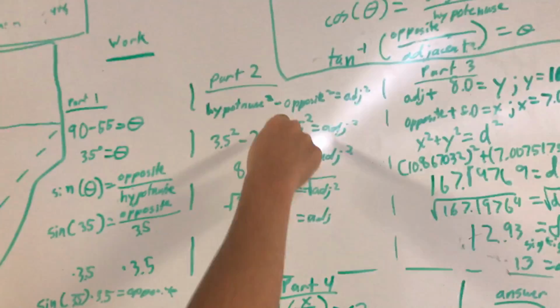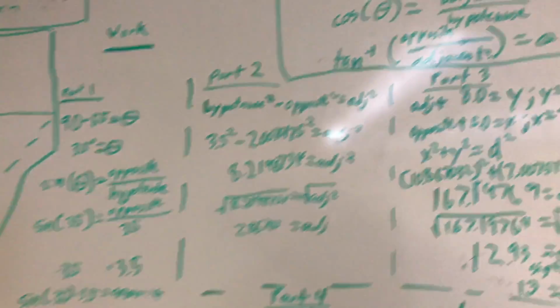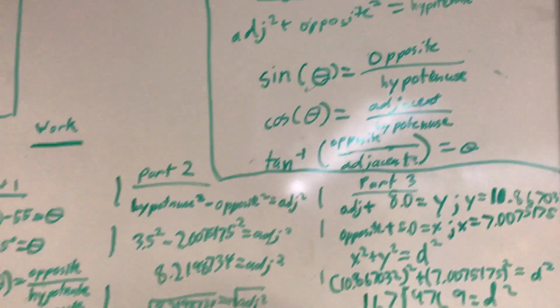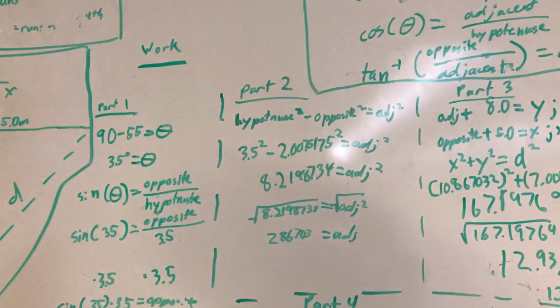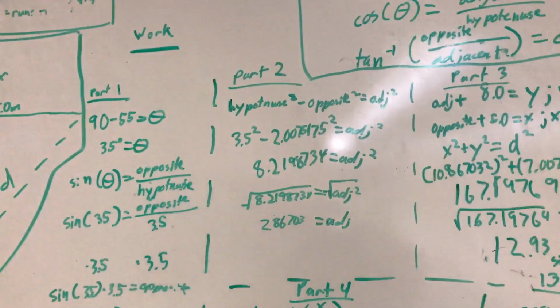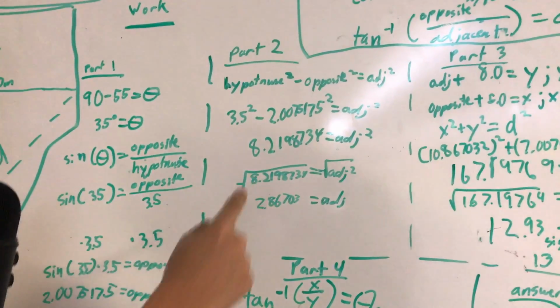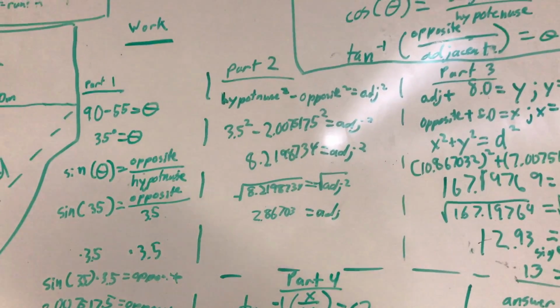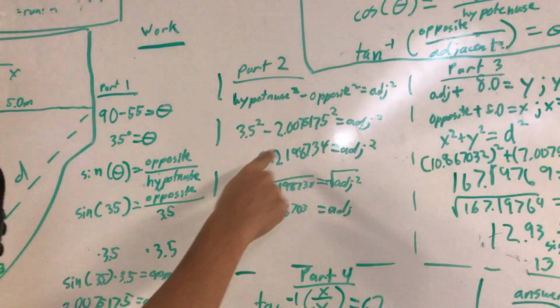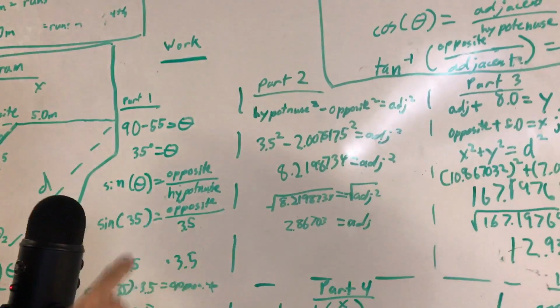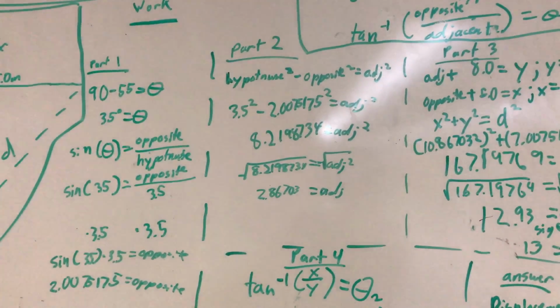Now we move on to part 2, which is hypotenuse squared equals, this is the edited version of the Pythagorean theorem. So you do hypotenuse squared minus opposite squared equals adjacent squared. You plug these things into the equation, and then you eventually get 8.2198734 equals adjacent squared. You find the square root on both sides, and you get 2.86703 equals adjacent. On to the next part.